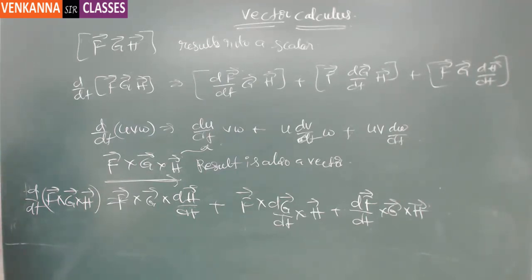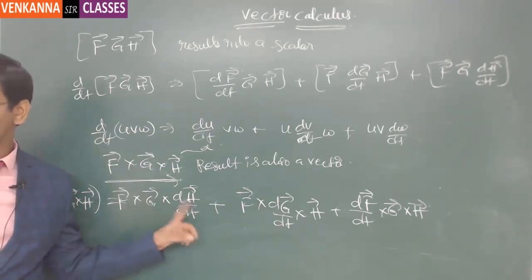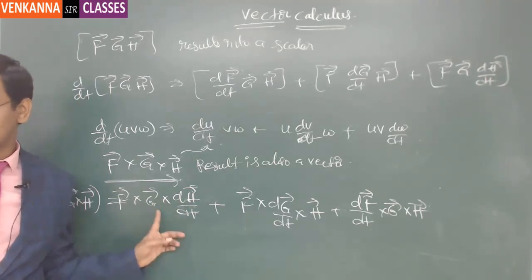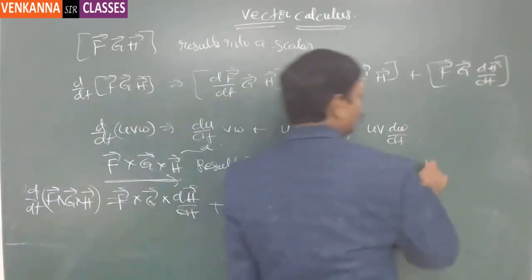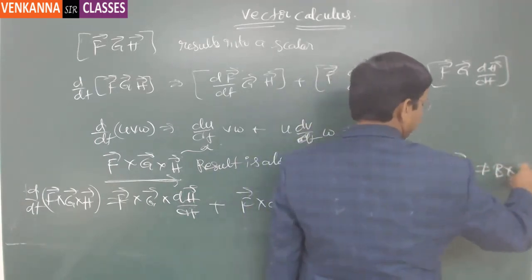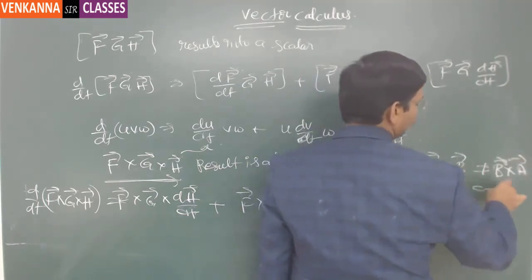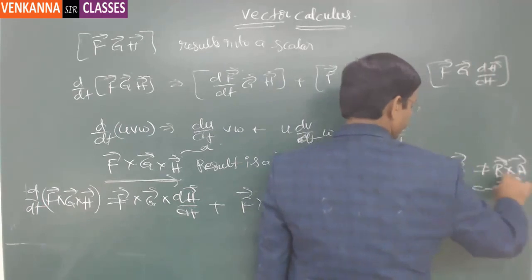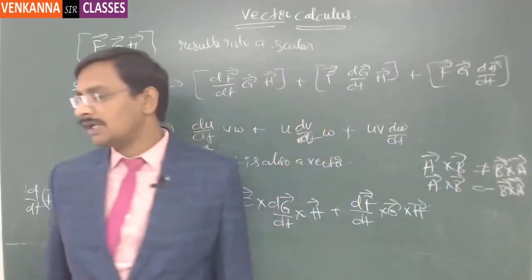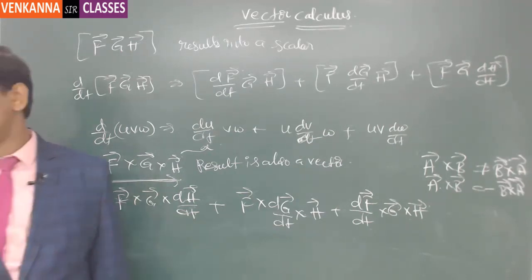So if you change the order, you have to follow exactly the same manner. If you change this to here and this to here, it will make a difference in sign, because A cross B is not equal to minus of B cross A. So this is how it will get impacted if you change the order.